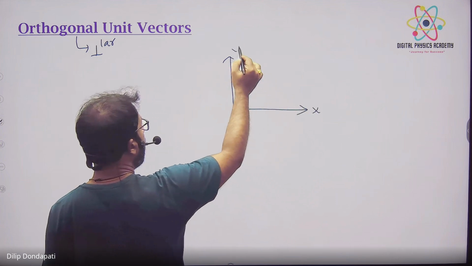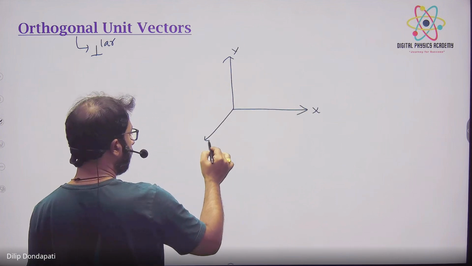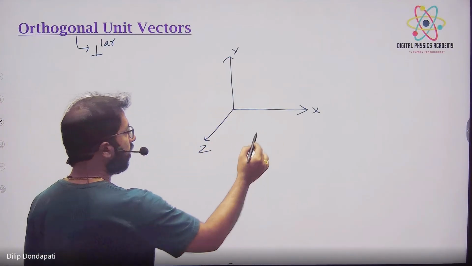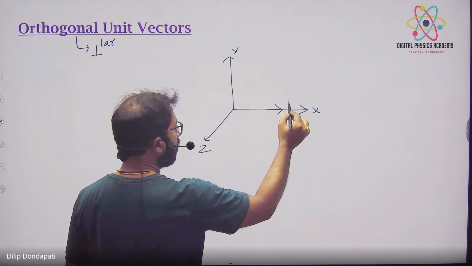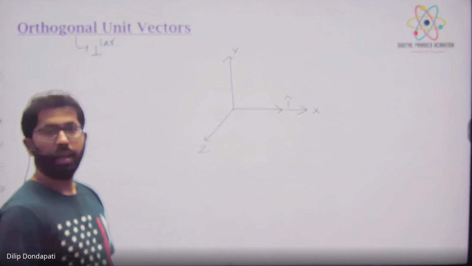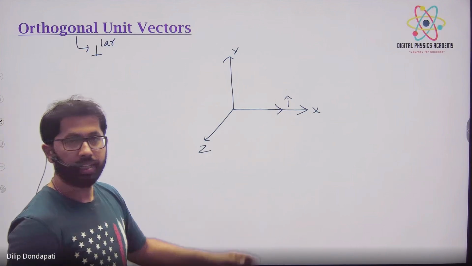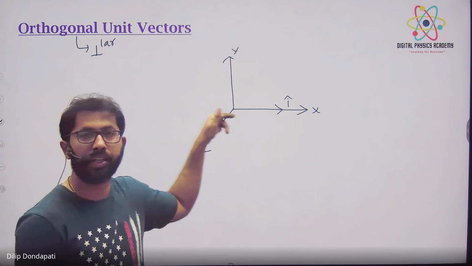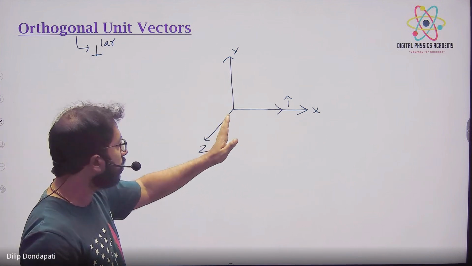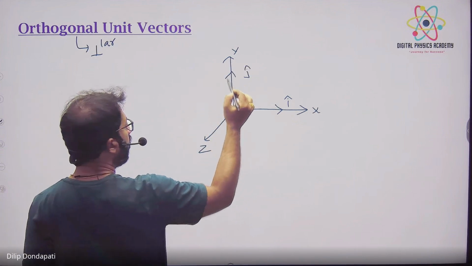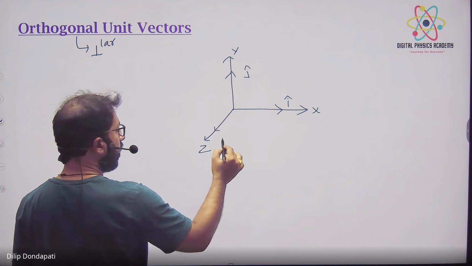X-axis, Y-axis, and Z-axis. X direction में which unit vector will we keep? We will keep a symbol called I cap. X direction में अभी से I cap बोल के आएगा. What is the meaning of I? I is nothing but the unit vector in the X direction. Unit vector in Y direction को I can call as J cap. Unit vector in Z direction को I can call as K cap.